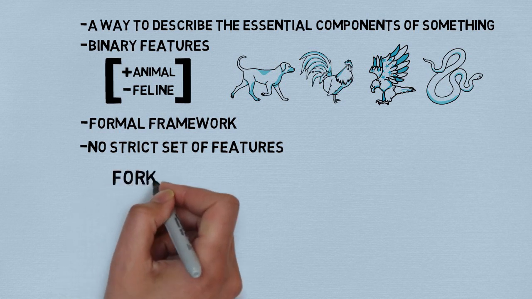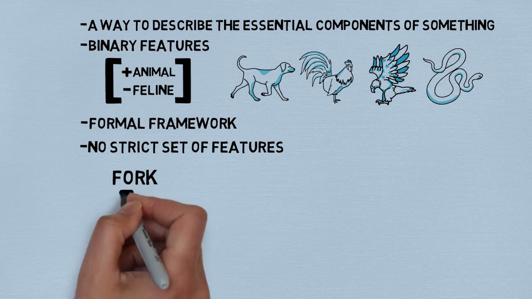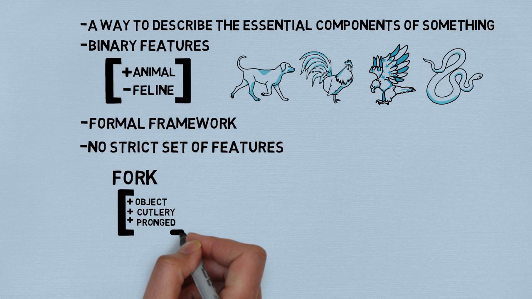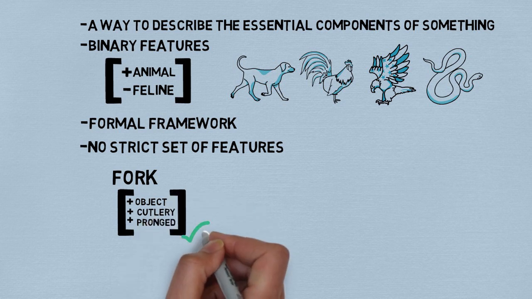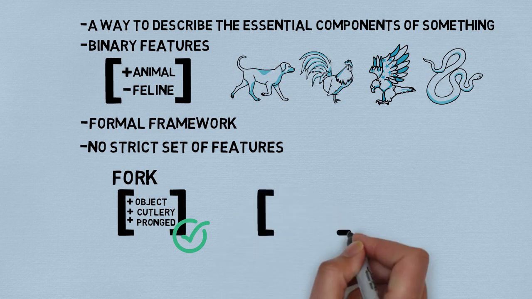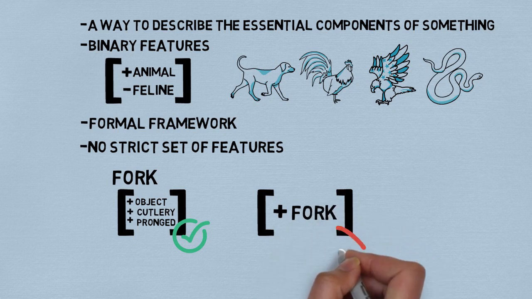For example, if you were asked to componentially analyze the term fork, you might say it is plus object, plus cutlery, plus pronged. This would be a fine analysis, and you would get the mark for it. But what you don't want to do is simply say it is plus fork, as you're not really defining anything that way. You're just restating the word.